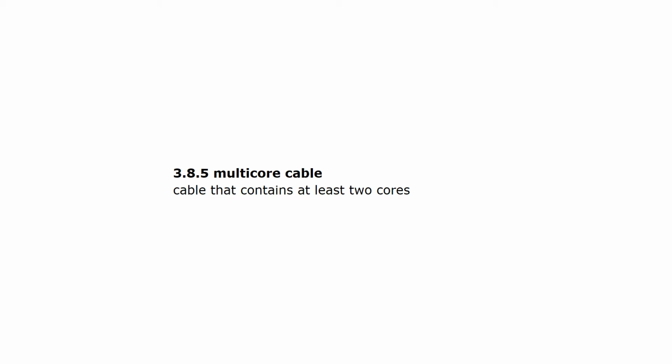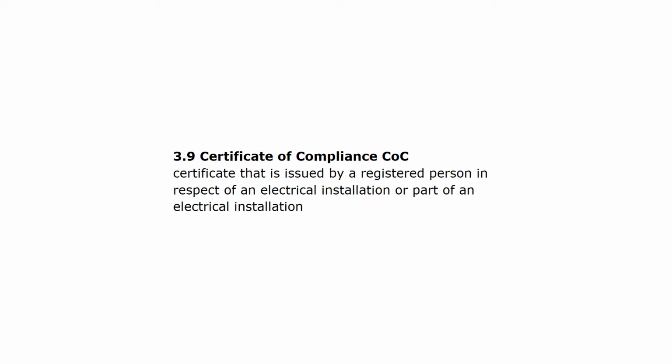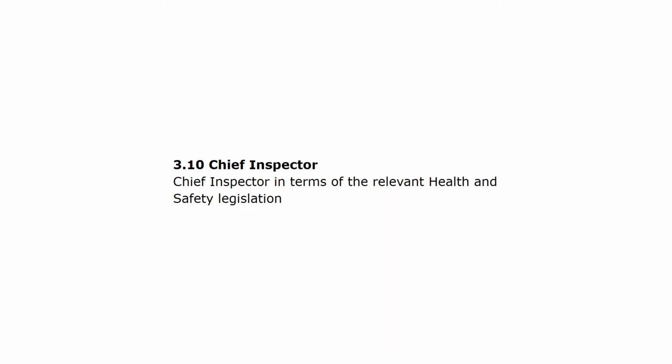Multi-core cable: cable that contains at least 2 cores. Unarmored metal sheathed cable: cable that has a sheath of metal to exclude moisture from the conductors and their insulation. Certificate of Compliance, COC: certificate that is issued by a registered person in respect of an electrical installation or part of an electrical installation. Chief Inspector: Chief Inspector in terms of the relevant health and safety legislation.